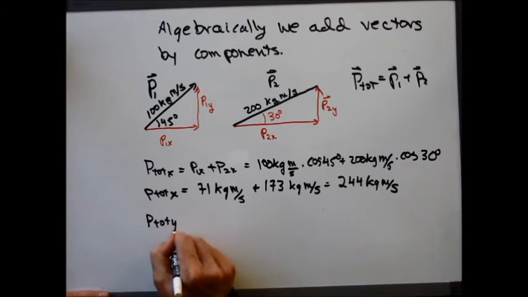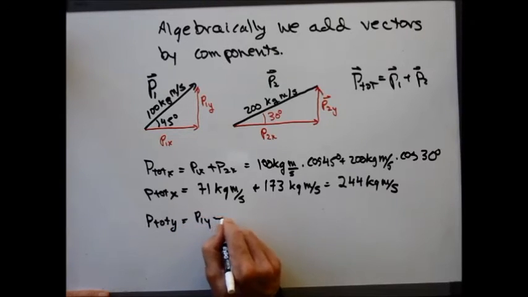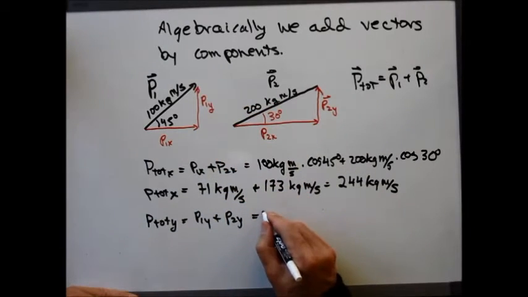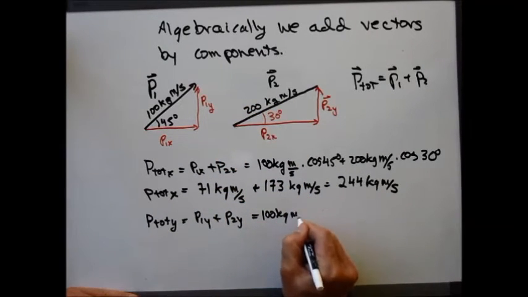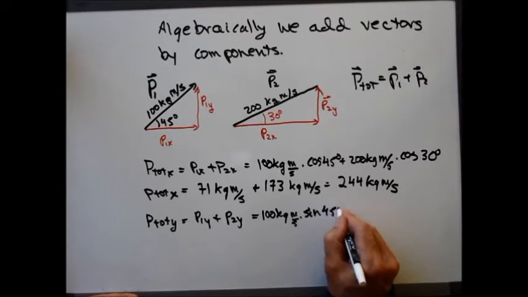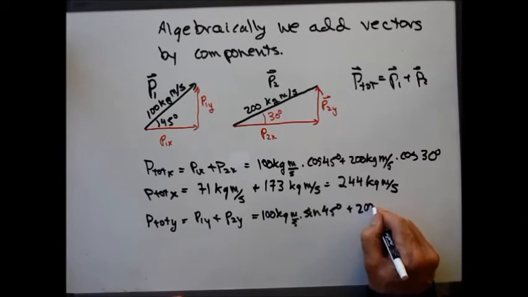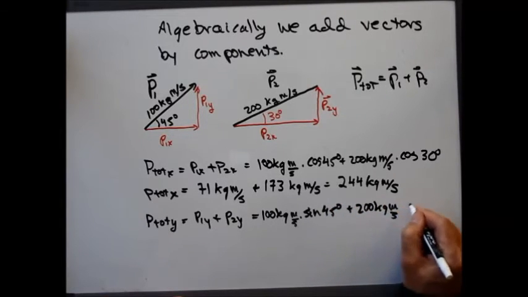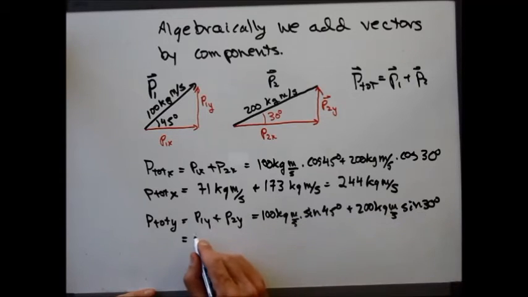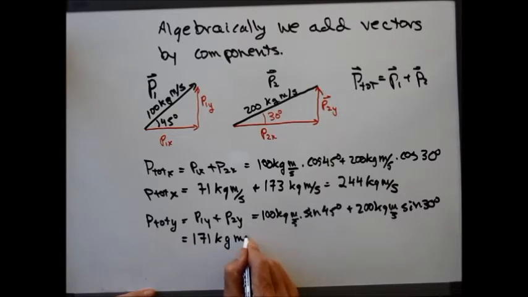Similarly, P tot y is equal to P1y plus P2y, and that's equal to the vertical components, which is 100 kilogram meters per second times the sine of 45 degrees plus 200 kilogram meters per second times the sine of 30 degrees, and that's equal to, like, this one's a 71 and this is 100, so 171 kilogram meters per second.